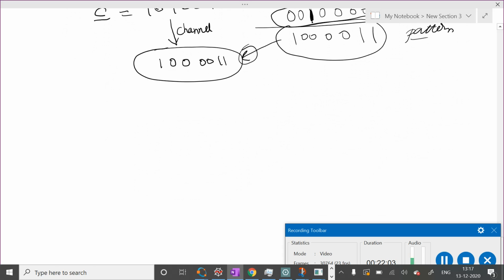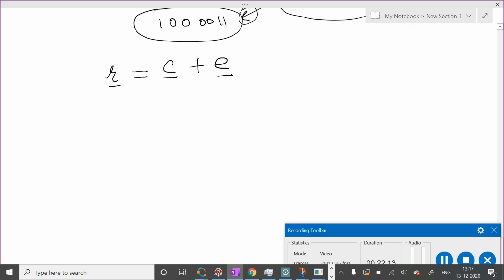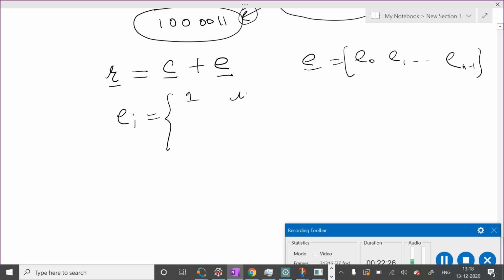So in general, this received vector can be realized as XOR, or modulo-2 addition, of the code word and the error pattern, the error vector. This error vector has the same number of elements, E0, E1 up to En minus 1, and its elements take the value Ei equal to 1 if an error occurred in the ith location, 0 otherwise.